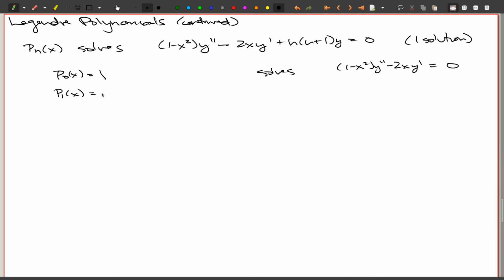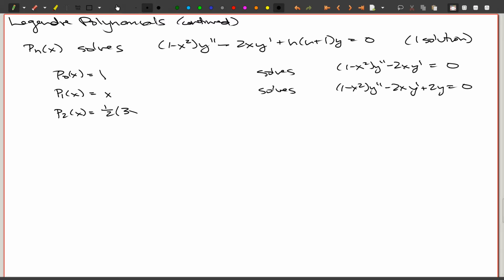P1 of x is equal to x, and that one's going to solve 1 minus x squared y double prime minus 2x y prime plus 1 times 1 plus 1 is 2 times y, so just plus 2y equal to 0. P2 of x is going to be equal to 1/2 times 3x squared minus 1. That one's going to solve, all this stuff stays the same. It's just our n value that changes. And so for 2 times 3, we're going to get 6y equal to 0.